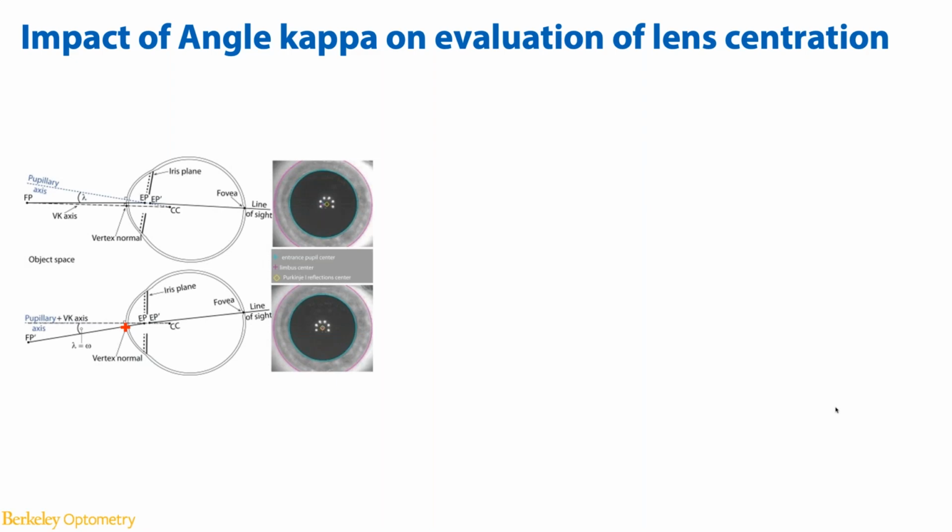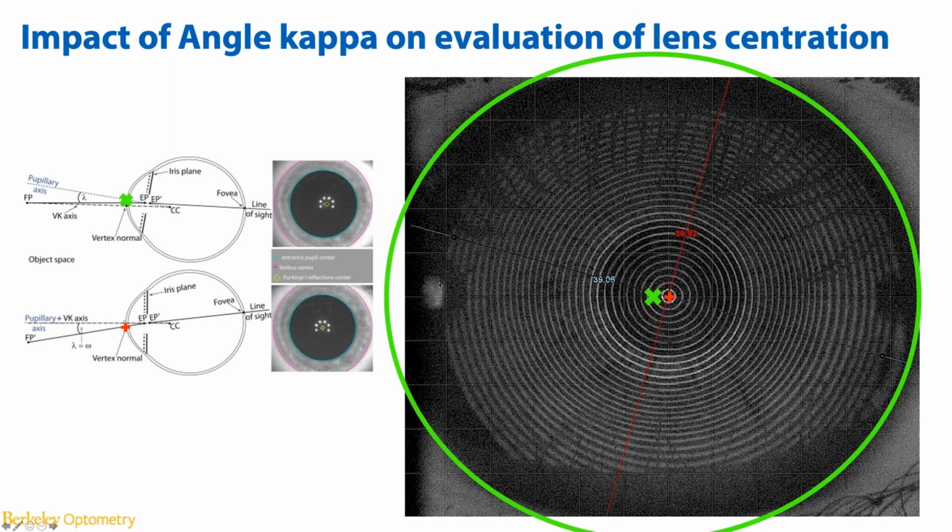As we can see from the diagram here, the angle kappa, or the angle lambda, is basically the angle between the pupillary axis and the line of sight. And so when we're doing corneal topography, if we're asking patients to fixate centrally, the reference point for all of the placido rings is actually where the line of sight is passing through the cornea. This is different than the geometric center of the cornea, which is denoted as the green X. And the larger the angle kappa, the bigger the misalignment between the red cross versus the green X.